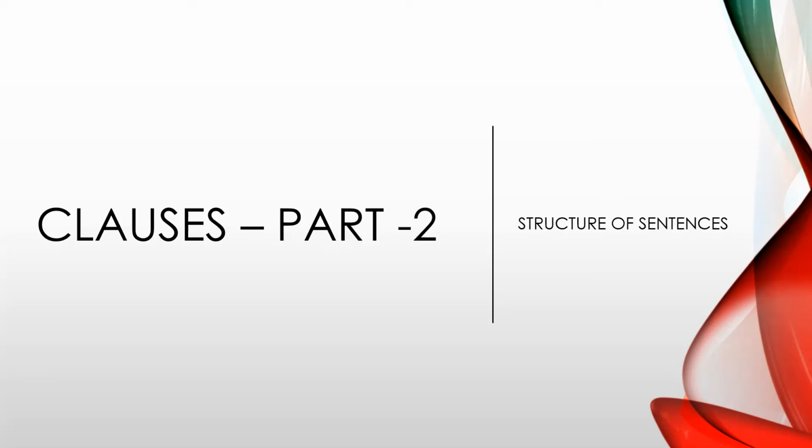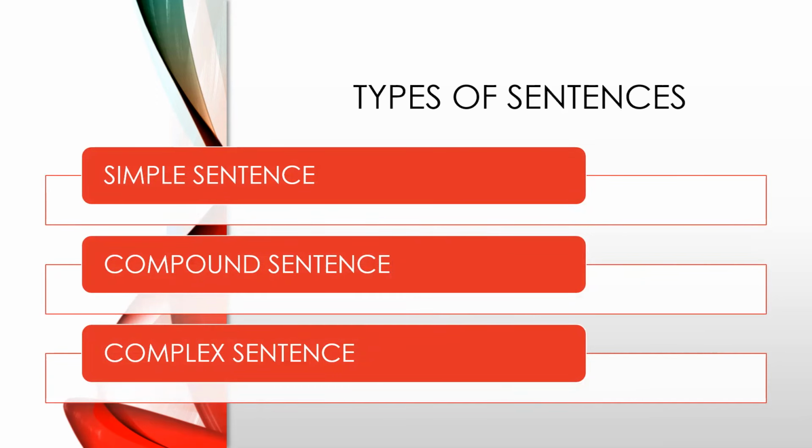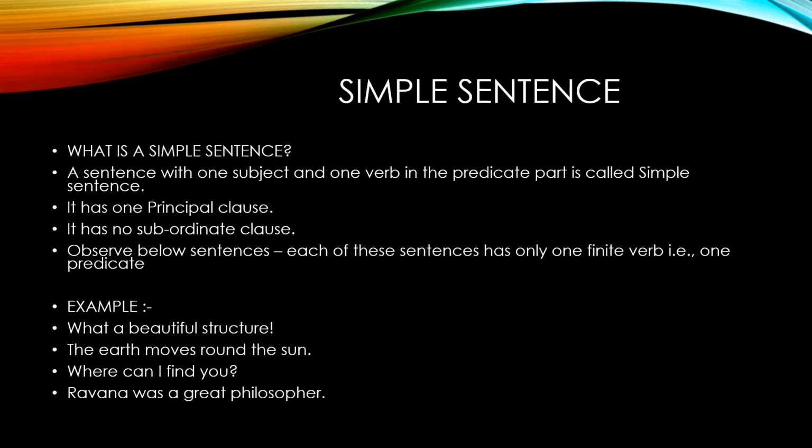Now let's look into clauses part 2. Today we are going to learn about the structure of clauses. What are sentences? The types of sentences, the kinds of sentences: simple sentence, compound sentence, and complex sentence. Today, let's see what a simple sentence is.